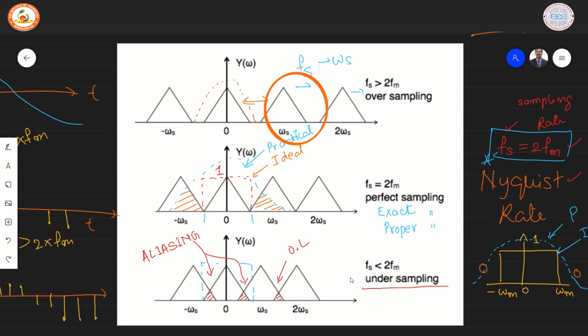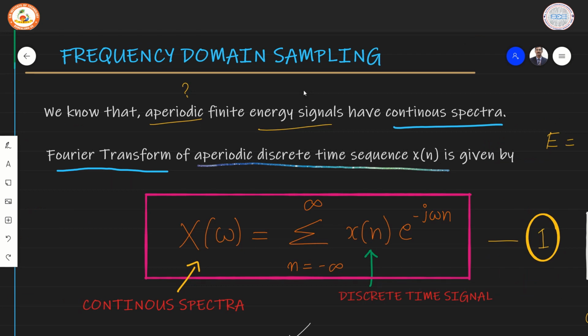So these are the 3 cases. Here we have spoken about sampling in the time domain. Now coming to frequency domain sampling. We begin by considering aperiodic finite energy signals.